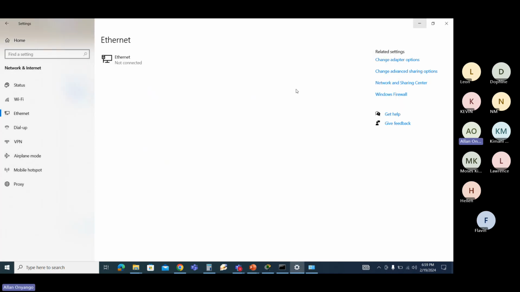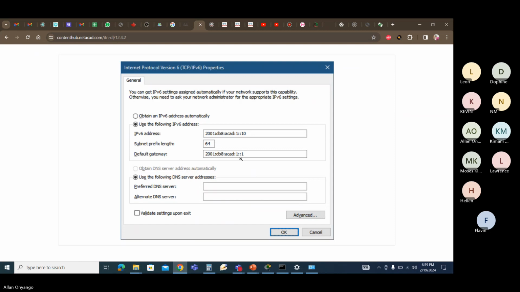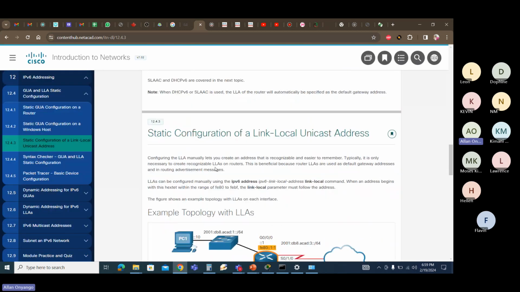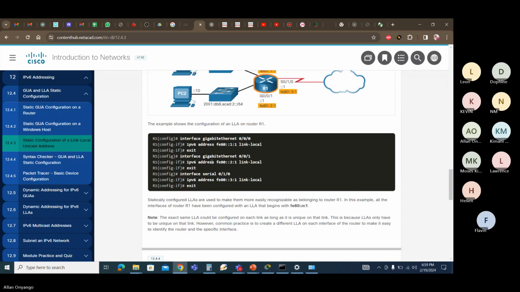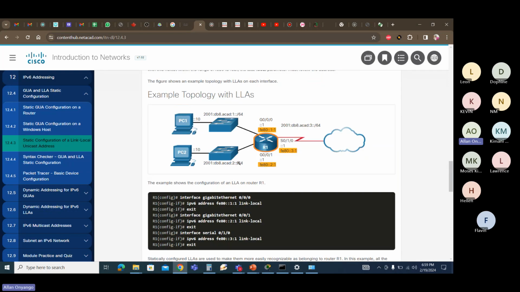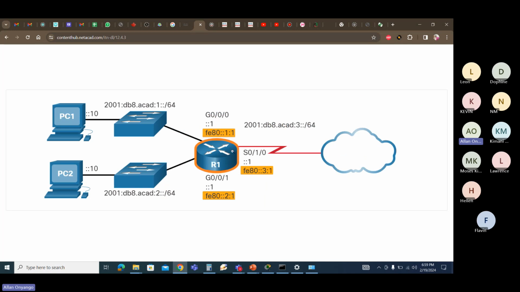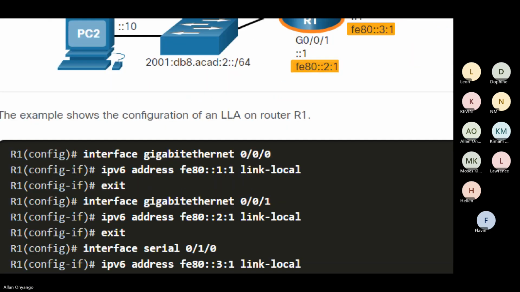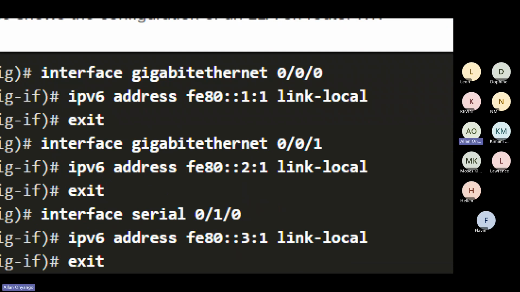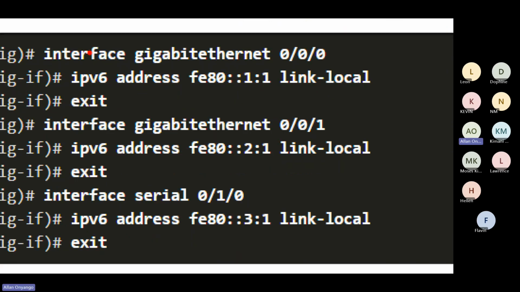So like I was saying, this is where you assign your IPv6 addresses on your PC, for the GUA. How do you configure link-local? Very important. This is an interface. The link-local for this interface is FE80:1:1. Here is FE80:3:1. This is FE80:2:1, and you can see how it's been configured right here. Normally the GUA will always follow the link-local.